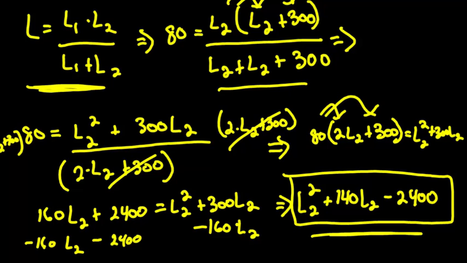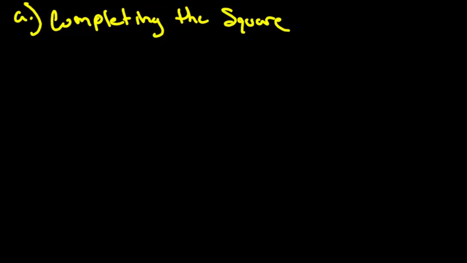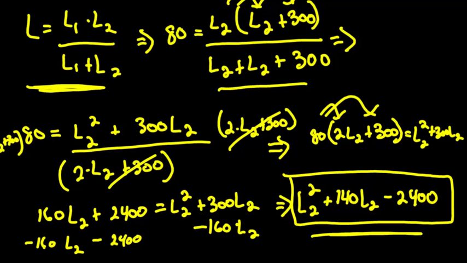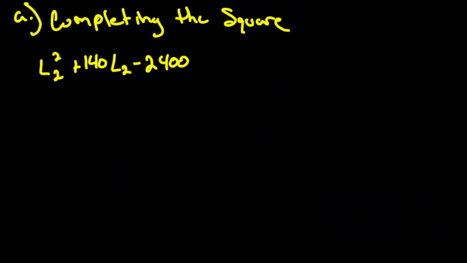We first want to start with completing the square. So let's do that. We'll say part A, completing the square. So we have the following equation, right? We have L2 squared plus 140 L2 minus 2400. Is it 2400 or 24,000? Did I do my math wrong? 80 times 300, it's 24,000. I'm sorry. 24,000. And this equals 0.